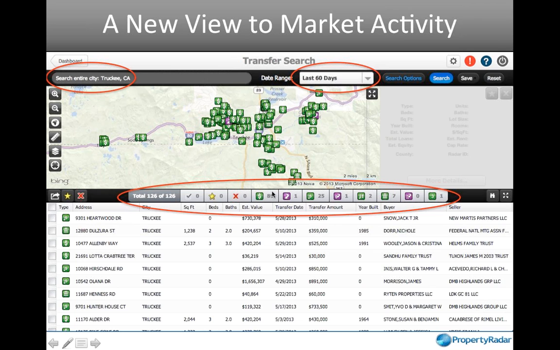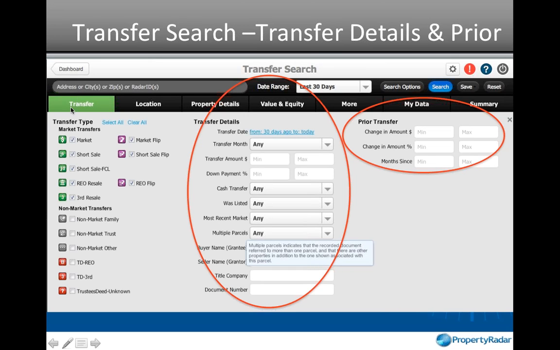89 of those we believe were market transactions, right? Sold for more than the amount owed, etc. And you can hold your cursor over each of these to get a very detailed definition. So we call this one market, but really all of these are market. This is just a market with no qualifiers, and then these have qualifiers, right?